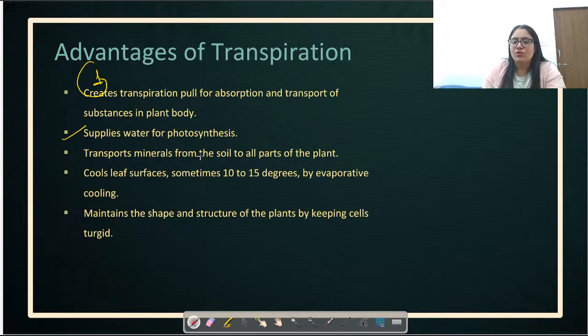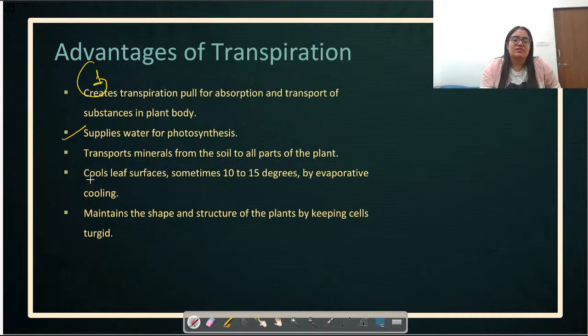So until and unless water travels up, because of this transpiration pull, from the root xylem to the leaf xylem, water cannot be available to the leaf for photosynthesis to take place. This transpiration process creates a transpiration pull, because of which water is pulled from the roots to the leaf, and along with the water, minerals also get transported. So parts of the plant will get minerals along with the water because of this transpiration pull, which is creating the ascent of sap.